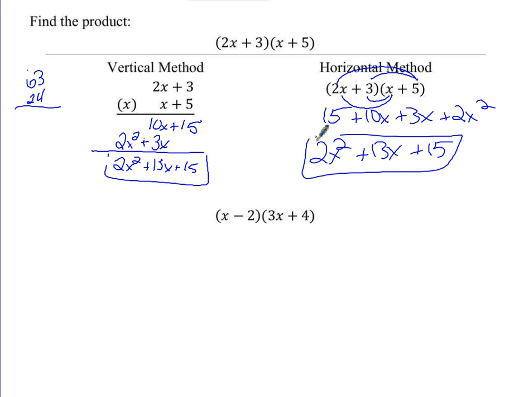So whichever method you prefer on this one, go ahead and multiply those two binomials together. You can use the vertical method or the horizontal method, whichever one you like better. So let's see the vertical method first. What am I going to write? The top or bottom doesn't matter on that. So I'm going to multiply.